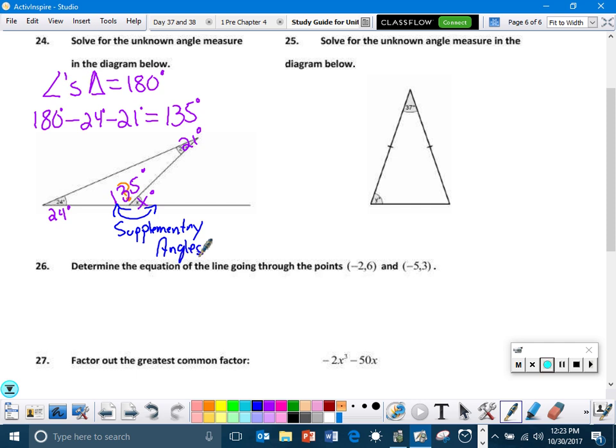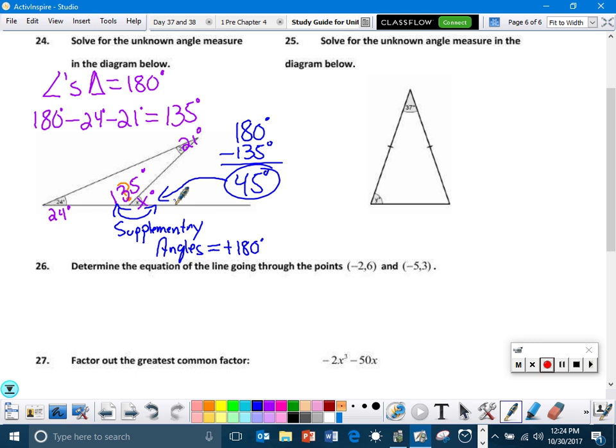And I know that supplementary angles add up to 180 degrees. Well, all I have to do is go 180 degrees minus 135, and so the missing angle is 45 degrees. Okay, so the important thing there was remembering triangles, the angles add up to 180, and then supplementary angles also add up to 180. So to find that missing angle, you had to show all that work.